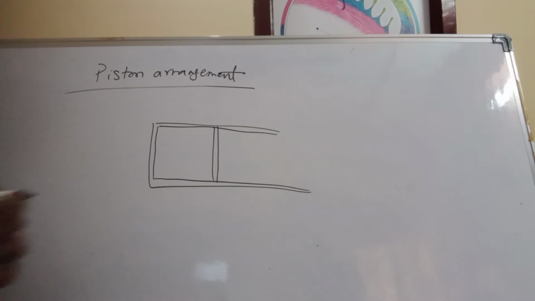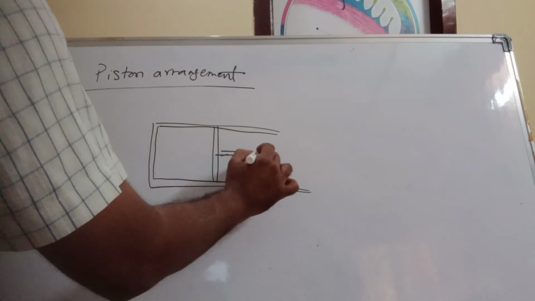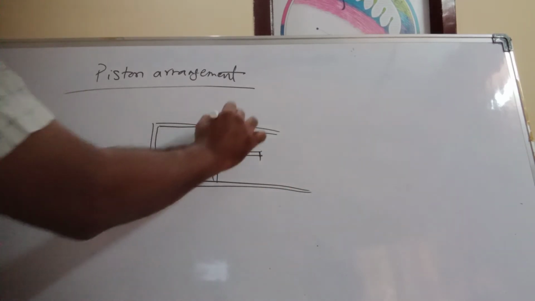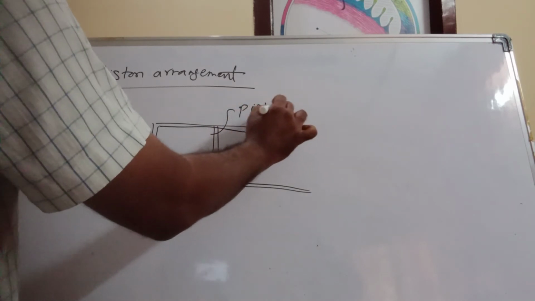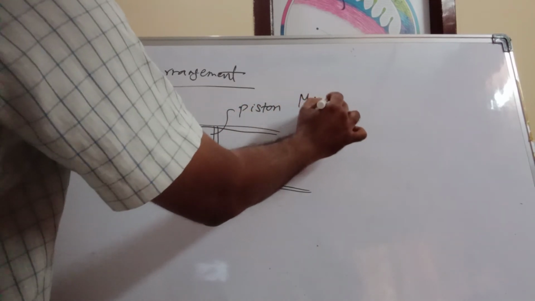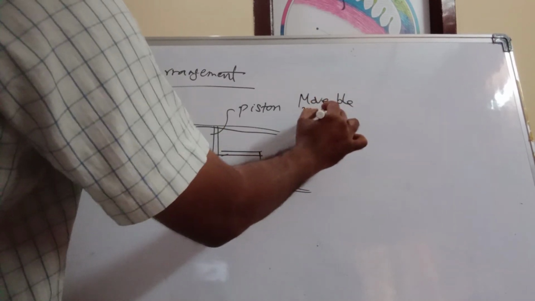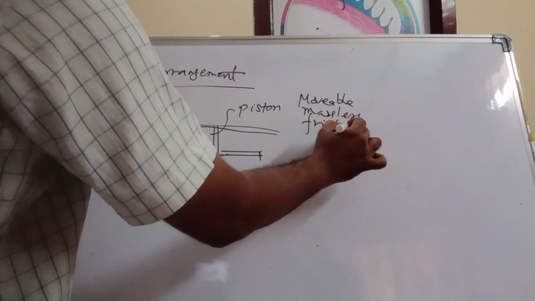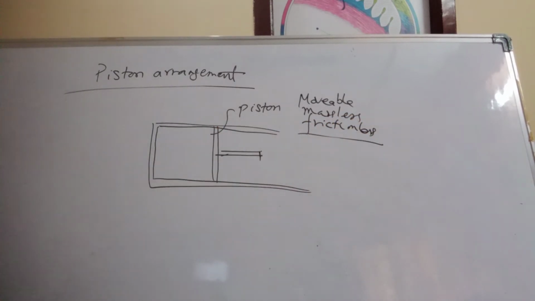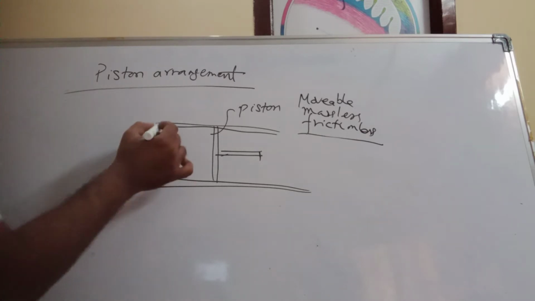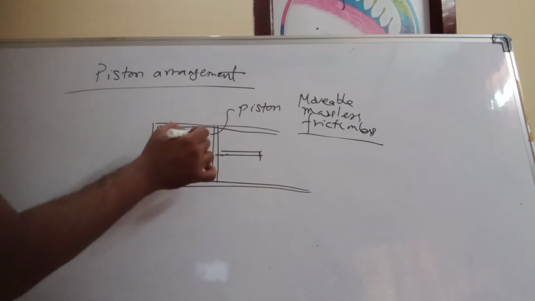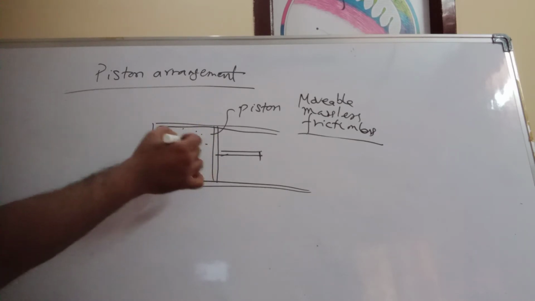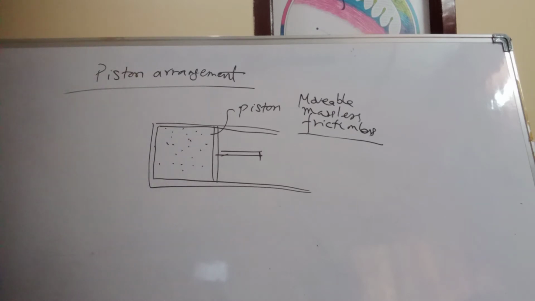All right. So this is your piston with some lever. It's a movable piston, massless piston, and frictionless piston, let us say. All these are ideal conditions. So one thing, what is there inside here? All gas molecules are there, isn't it?